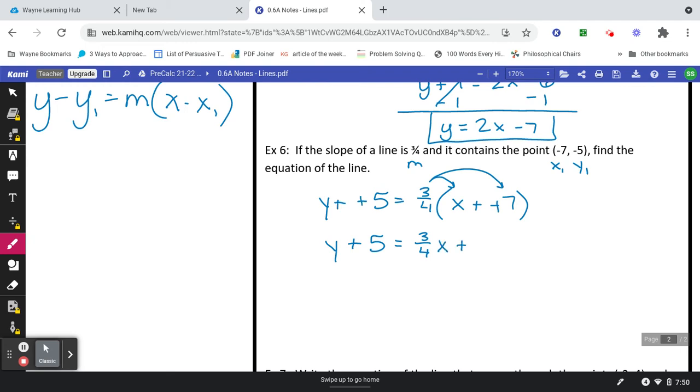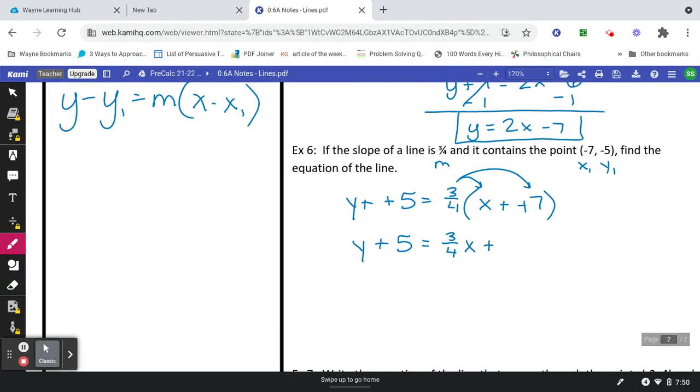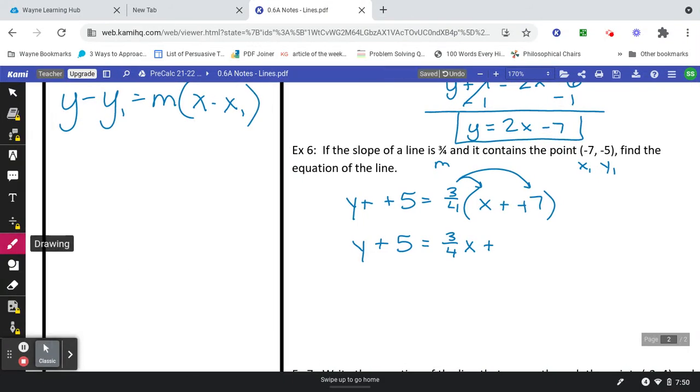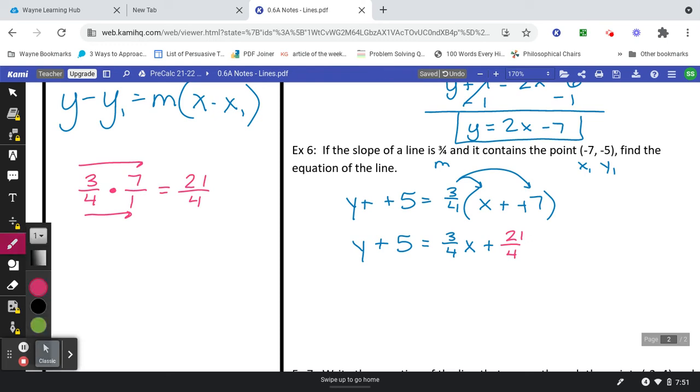3/4 x plus, and when we multiply fractions, I'm going to go over here and do it off to the side so you have a good example of what we're doing here. When you multiply 3/4 times 7, make sure you put 7 over 1, and then multiply across the top and across the bottom. 21 over 4. There is no need for common denominators when you multiply. Right, our next step, subtract 5 from both sides.